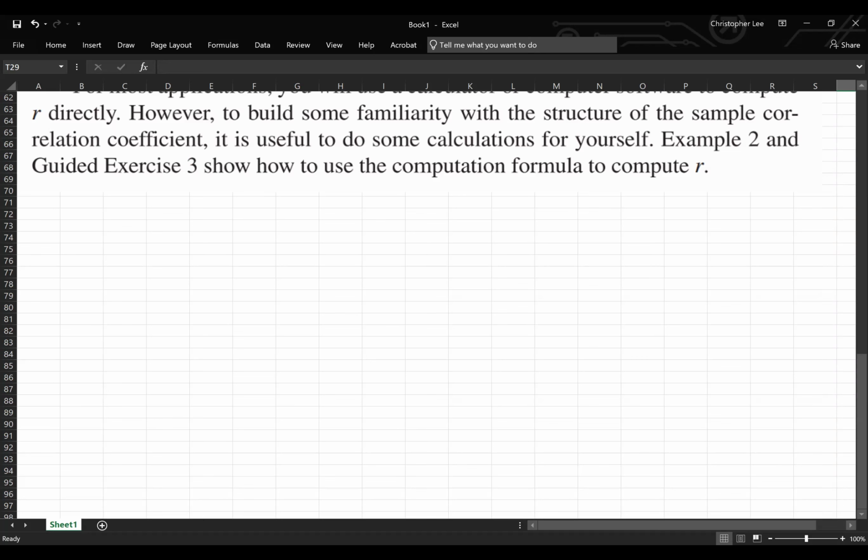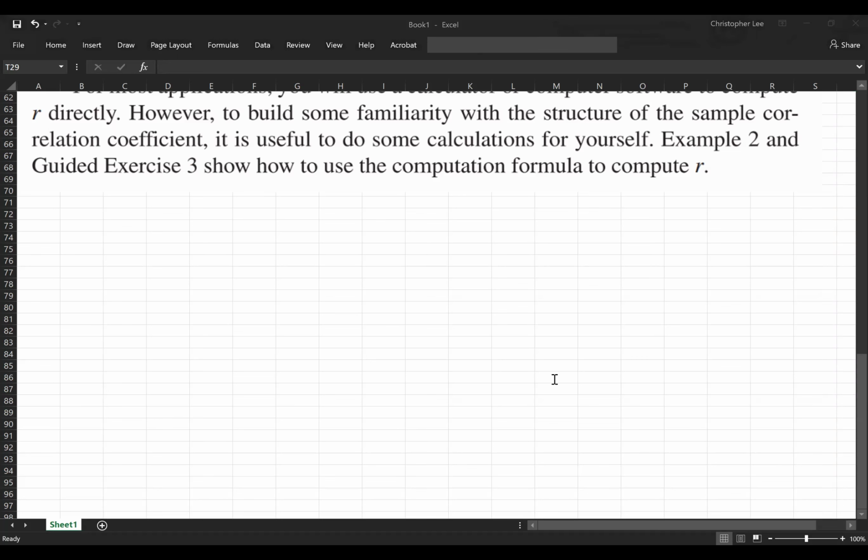All right. Let's look at an example. Yippee. This should be fun.